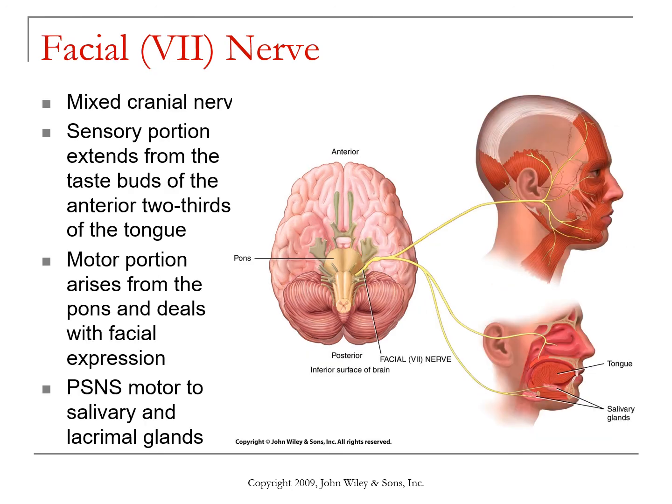Moving on to number 7, which is the facial nerve. The facial nerve should not be confused with the trigeminal. The facial nerve is also mixed. Its sensory portion extends from the anterior 2/3 of the tongue and is sensory for taste. Its motor aspects, however, are to the muscles of the face for facial expression.